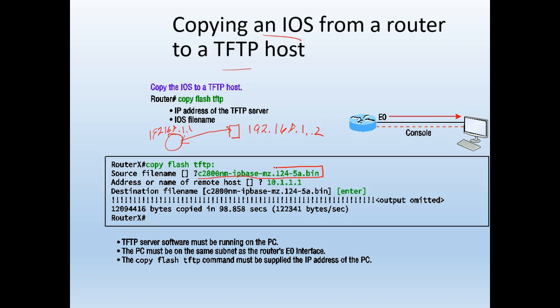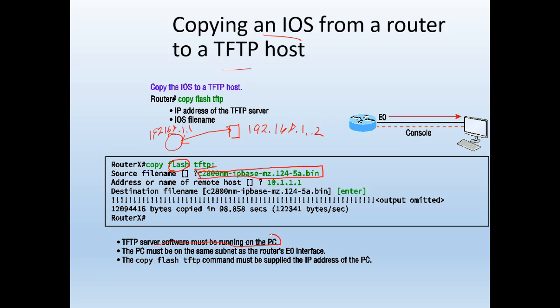Instead of trying to type this, and trust me, I've tried to type this, and it says, I can't find it, about 14 times before I figured out that you can actually highlight it, right-click copy, and then paste it in there. So we're going to copy Flash, and Flash is where the IOS is stored, to a TFTP server. If we're going to restore it or upgrade it, we copy TFTP to Flash. The thing you need to do before you start running, the TFTP server software must be running on a PC.